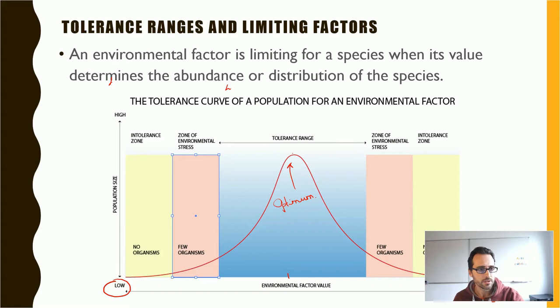So this is for the population size of the species. Here you don't have individuals of this species, and here you have the highest amount of individuals. That means that if the temperature is too high, there are no organisms, because they cannot cope with the high temperature. This is called the intolerance zone.